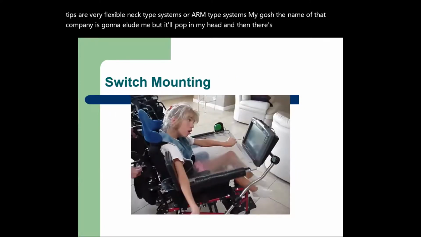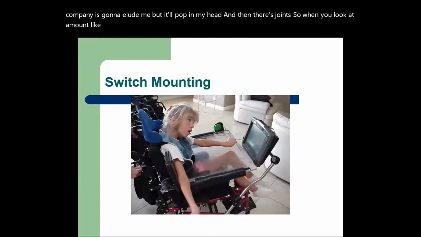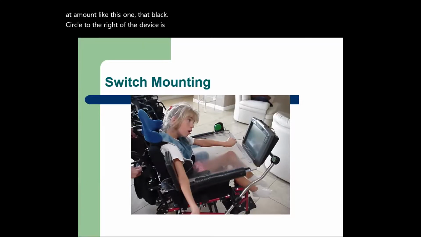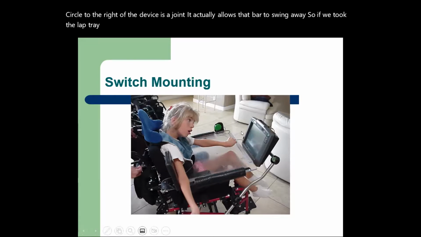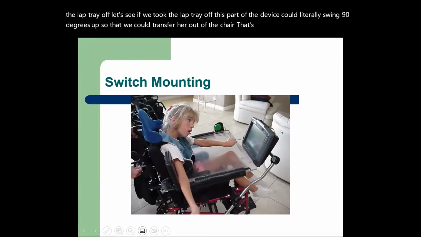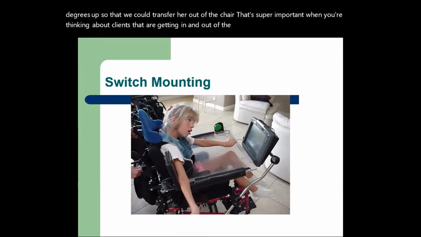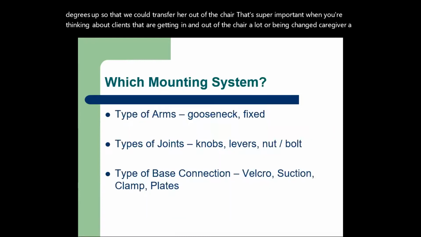So when you look at a mount like this one, that black circle to the right of the device is a joint. It actually allows that bar to swing away. So if we took the lap tray off, this part of the device could literally swing 90 degrees up so that we could transfer her out of the chair. That's super important when you're thinking about clients that are getting in and out of the chair a lot, and or being changed by a caregiver a lot as well.